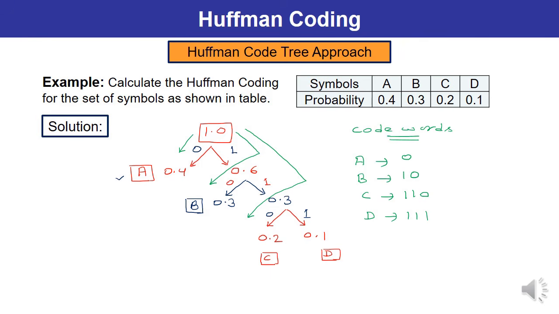See, in the same question, if you are assigning 1 to the left branch and 0 to the right branch, accordingly the code word may vary.